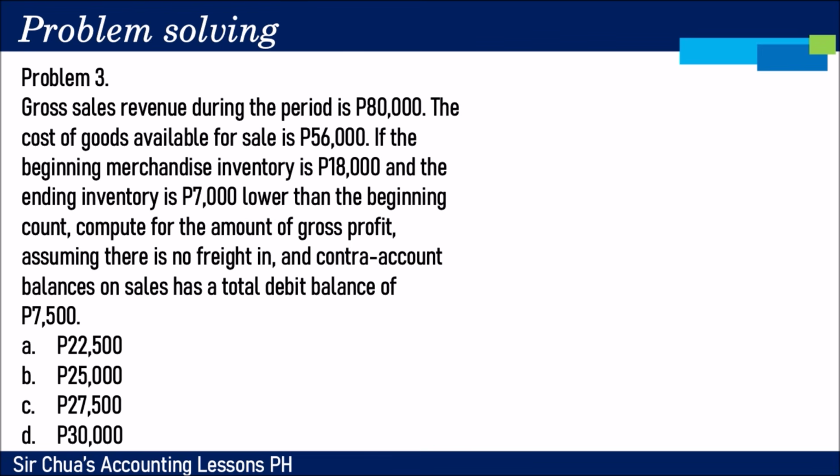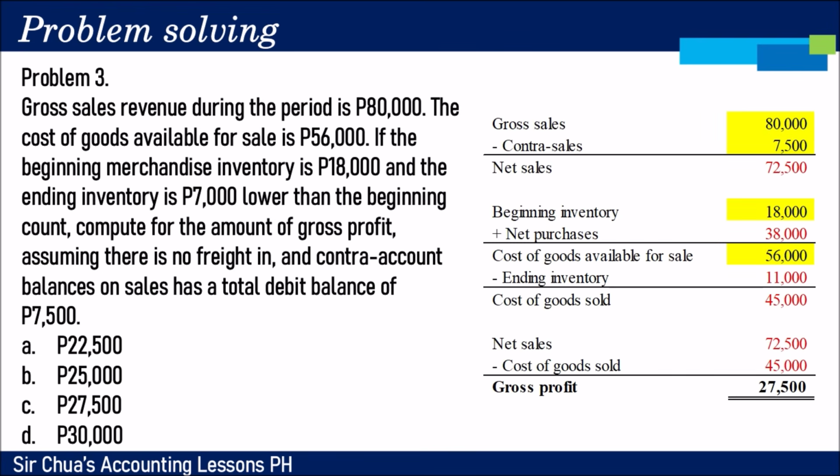So, ang pinapakompute sa inyo, gross profit. Wala daw freight in, so hindi nyo na kailangang isipin. And then, contra account balances on sales. Pag sinabing contra account balances on sales, contra sales. So, sales returns and allowances, tsaka sales discount. Okay? So, lagay nyo lang yung formula ng income statement for merchandising. Lahat ng naka-yellow given, lahat ng pula kinocompute.